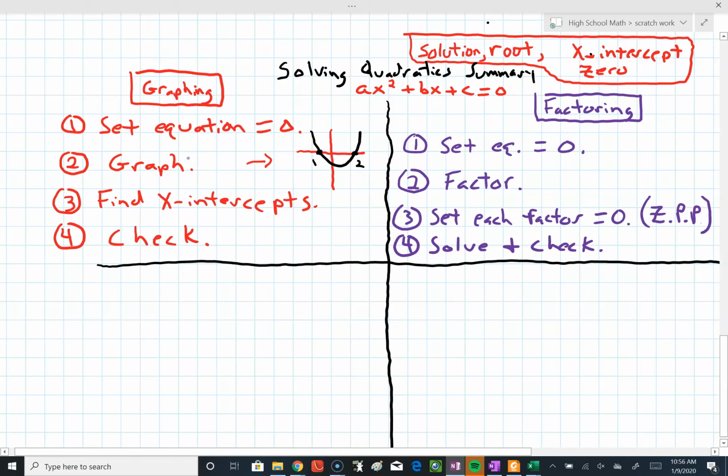All right. These top two methods can't be used all the time. Graphing, if there are no X-intercepts, obviously we won't be able to find the imaginary solutions. Factoring, only certain polynomials we can factor over the integers. The next two methods we can use all the time. Quadratic formula.